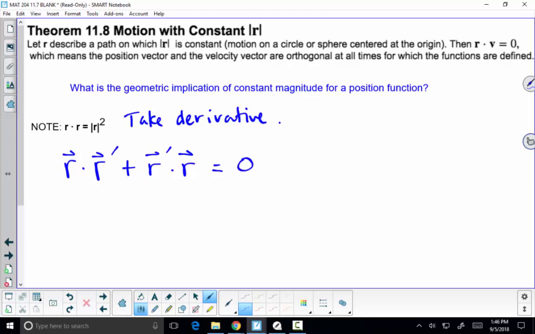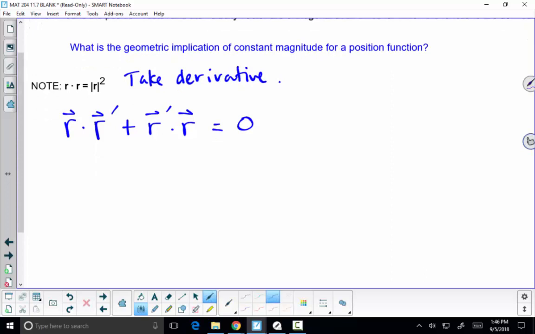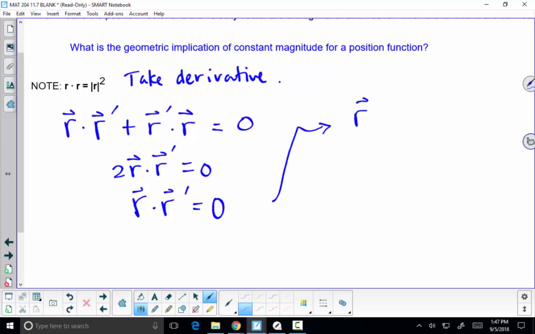So this assumption right up here: if we have a path with constant speed, the path being described is a path where the following is true. Oh, I guess these we can add together. These are the same. We know that the dot product is commutative, so we can combine these two together. Divide both sides by 2, getting 0 on the right. And this tells us that r is perpendicular to r prime at all t.